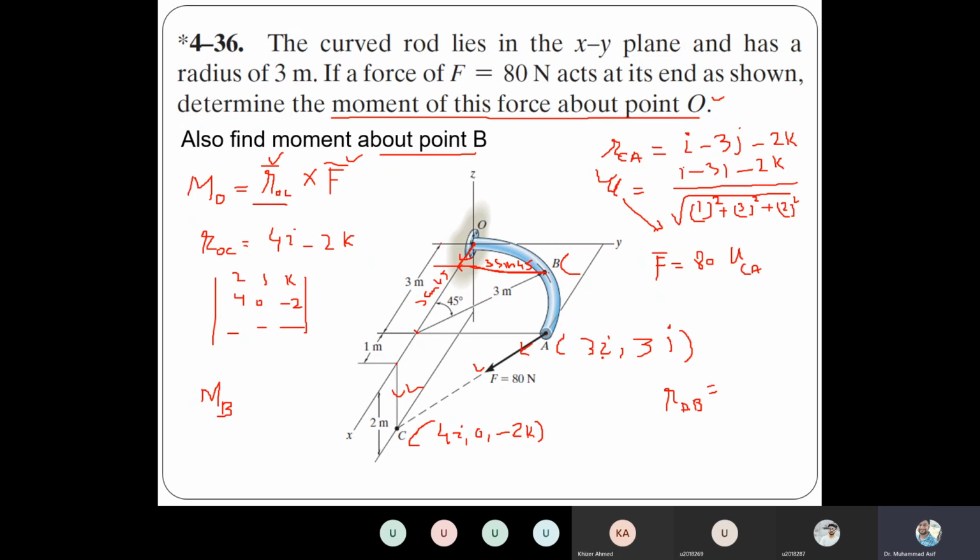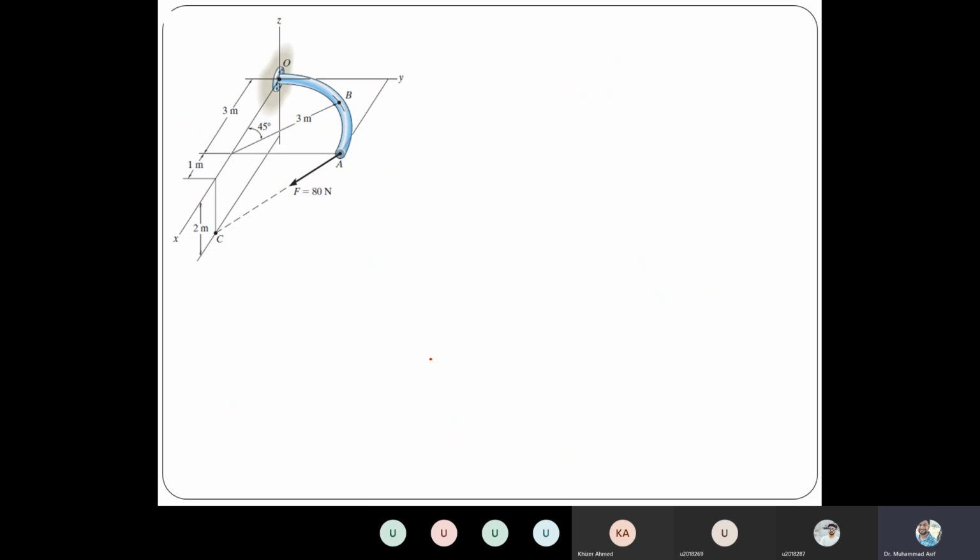That will be 3i minus the coordinates of B, then you will get RB. Then you take its magnitude, right? Sorry, you just need that moment arm. So just take the cross product and then you will get the value of the moment about B, right?